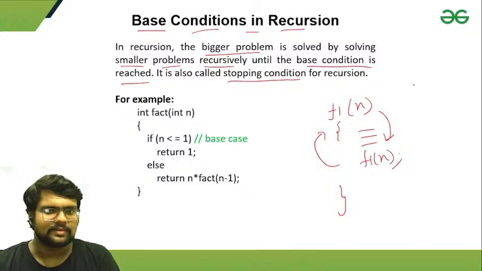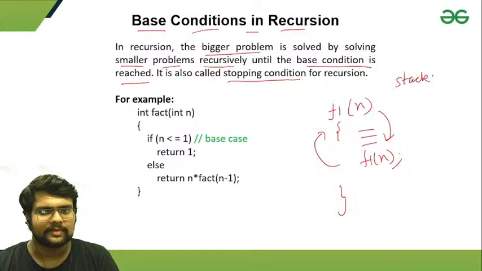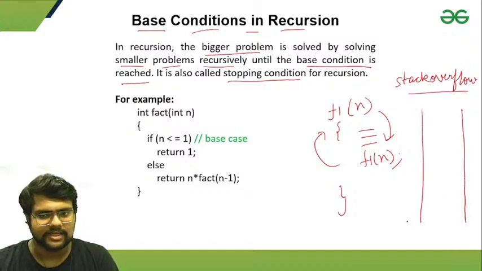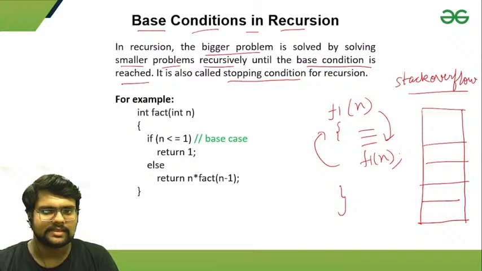So there is no infinite recursion in a program. You will get stack overflow error, because our recursion is implemented using the function stack, that is a call stack. And when this stack gets full, we get stack overflow error. So when the recursion is infinite, we get this stack overflow error. So let's take one example and try to understand the base condition more.